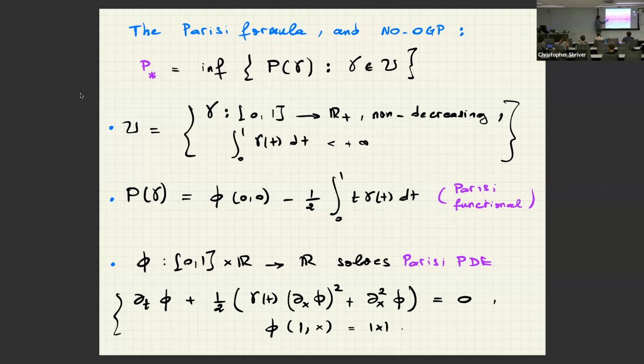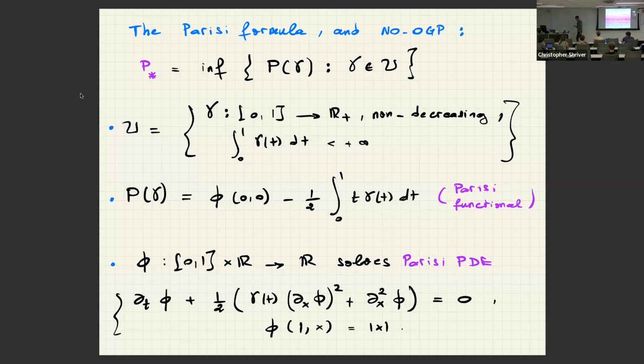So for any fixed gamma, you have to solve this PDE and you get the solution phi. Gamma shows up in the nonlinearity, in the grad squared. You solve this from a terminal condition that gives you a function phi of two variables, t and x. That's a function of gamma, so if you change gamma, phi will change. Evaluate it at 0,0, and then subtract this linear term in gamma. So this is the Parisi functional, and P star is the infimum of this functional over this space.